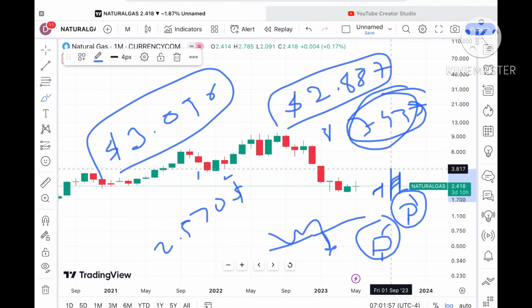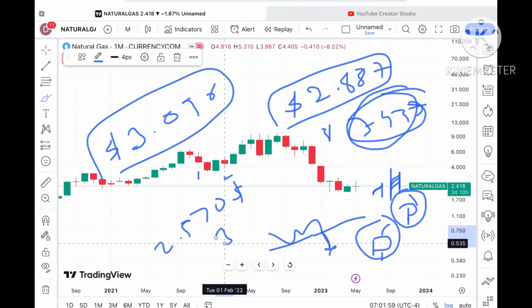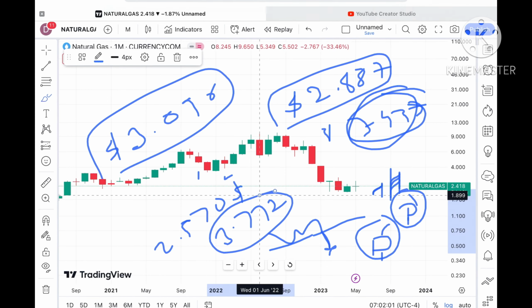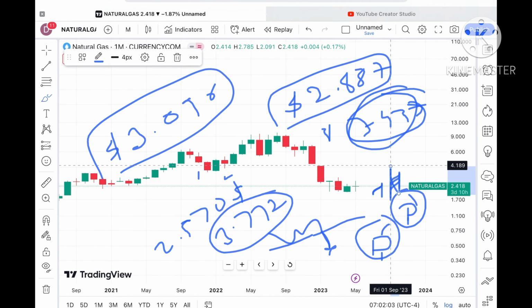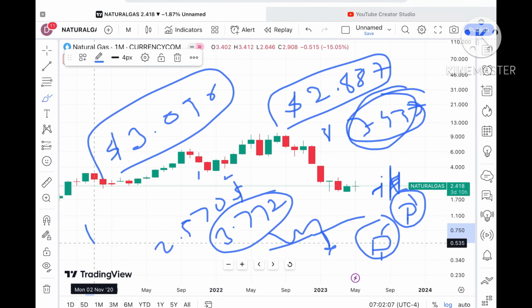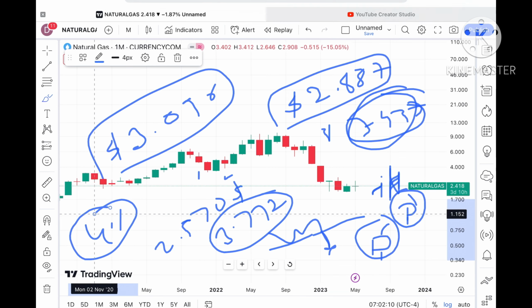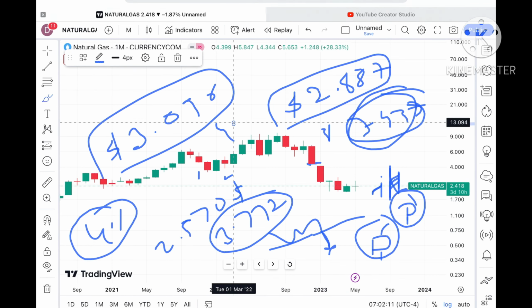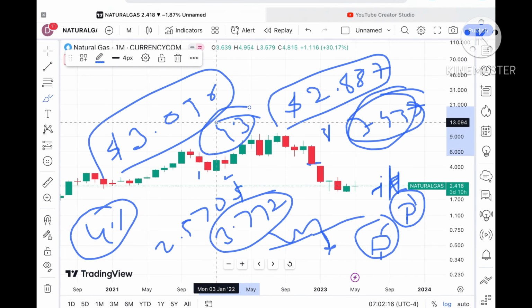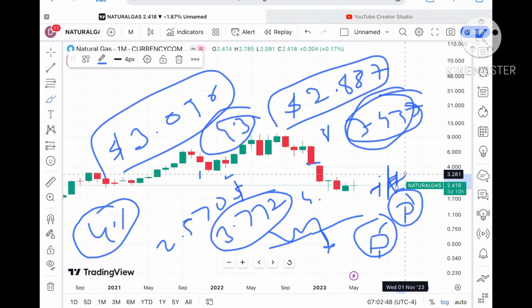So chances of going further upside will be there, and then we can see a level of 3.772. Okay, and if the price sustains above this level, chances of going towards a level of 4.189 will be there. Once it sustains above 4.1, there is a probability that it can fill a gap of around $4.35. Okay, and then it can fill this particular gap, and it can go further upside to a level of $3.437, which is already a weak resistance.